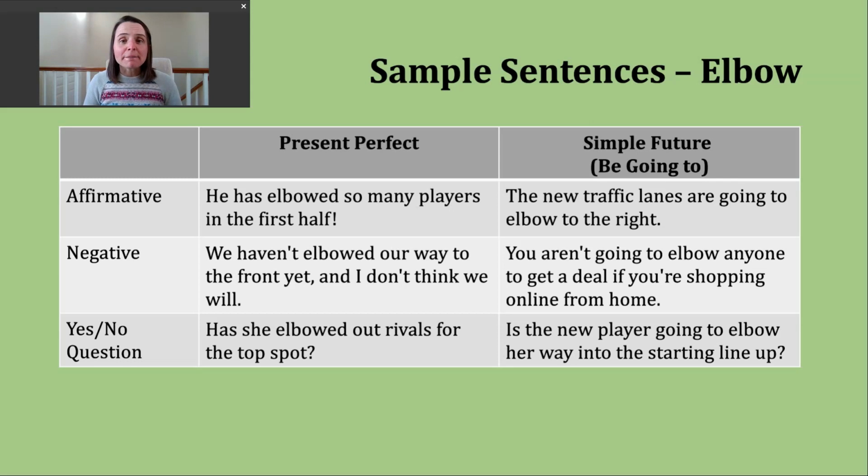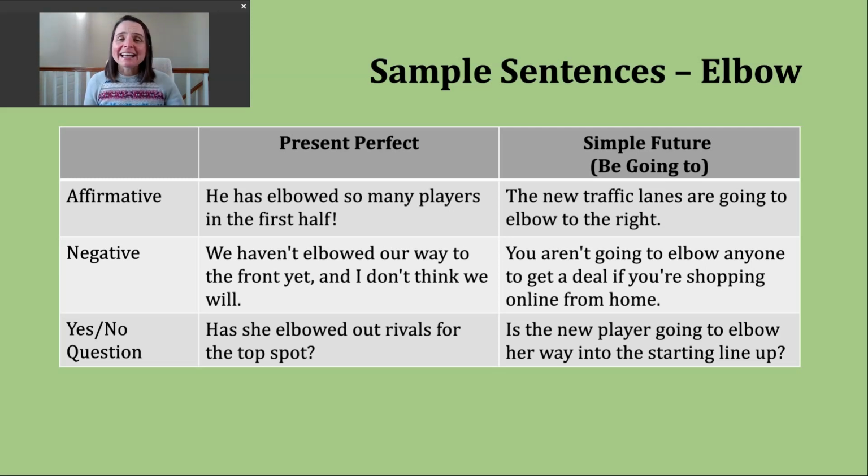An example of this might be, the new traffic lanes are going to elbow to the right. Okay? This sentence ties back to the fourth definition of the verb we looked at earlier. So talking about something bending, something moving at an angle. And maybe these are our plans, construction plans for new lanes or additional lanes on a particular highway.